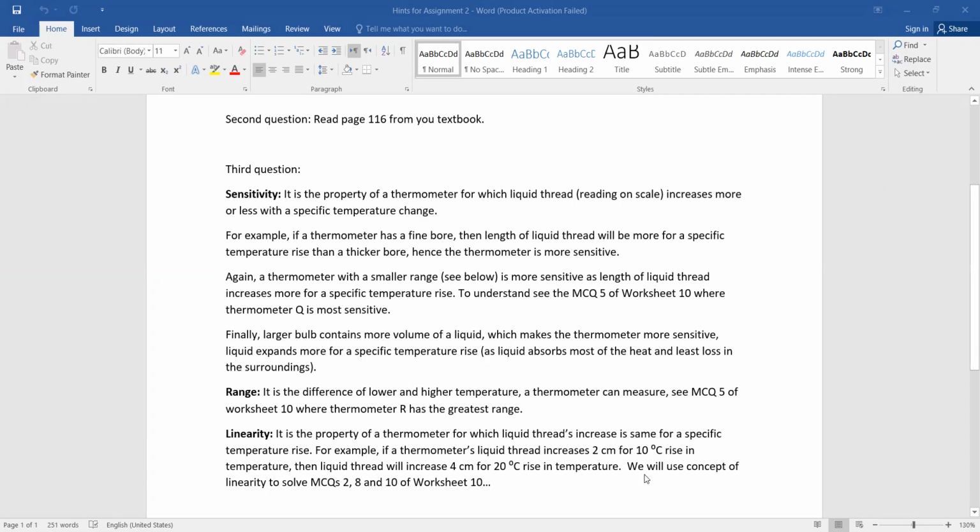We will use the concept of linearity to solve MCQ 2, MCQ 8, and MCQ 10 of the worksheet. Clear now, everyone? Okay, now let's do that question, the one you had doubts about. The other two are easier. The difficult one I will discuss now.